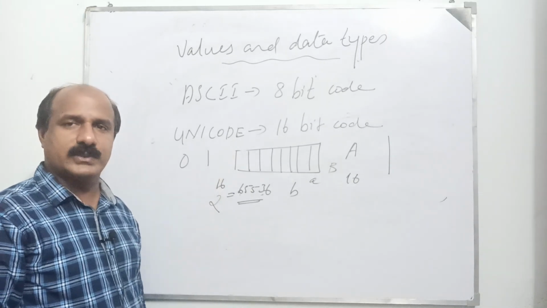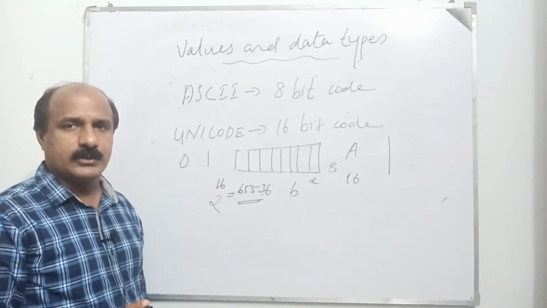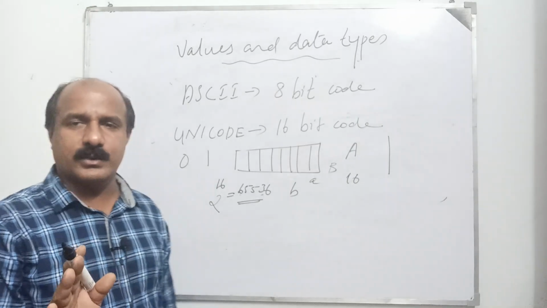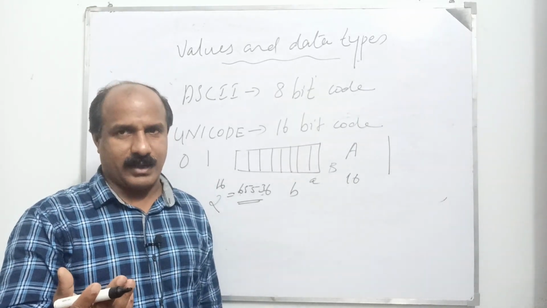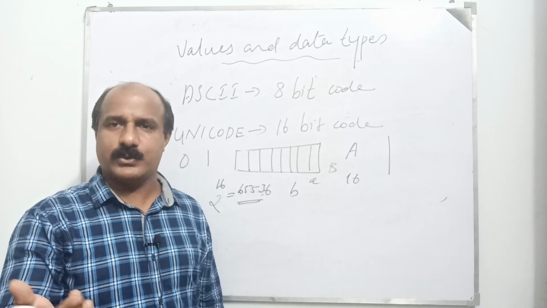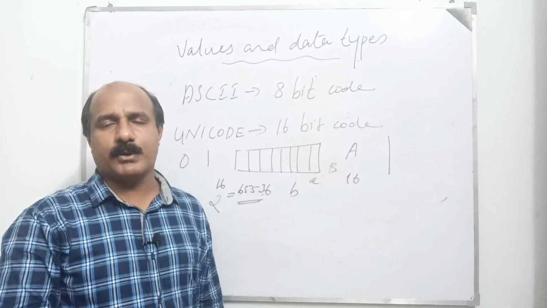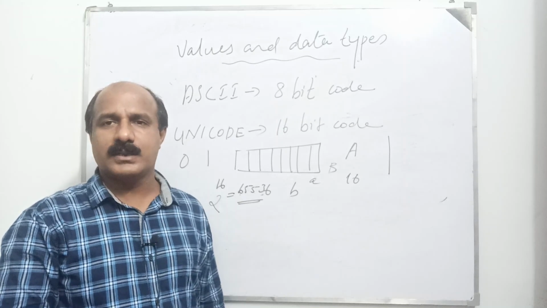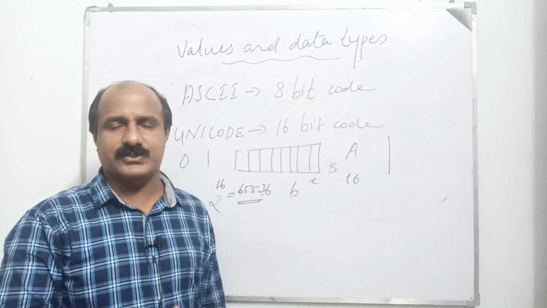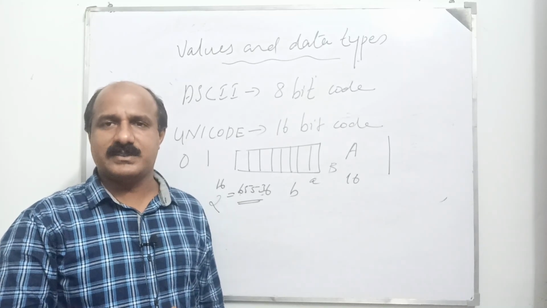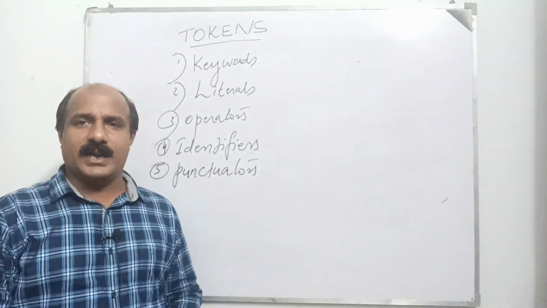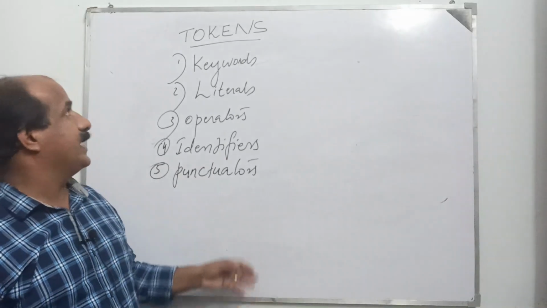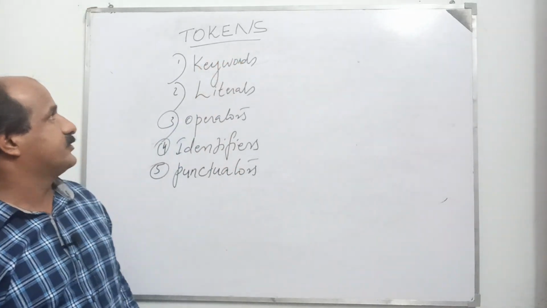Java also uses which system? Unicode. So there are two very important questions here. One is the coding system used by Java. You will answer Unicode. Then, the number of bits reserved for representing one character in Java. You will write 16 bits, otherwise 2 bytes.